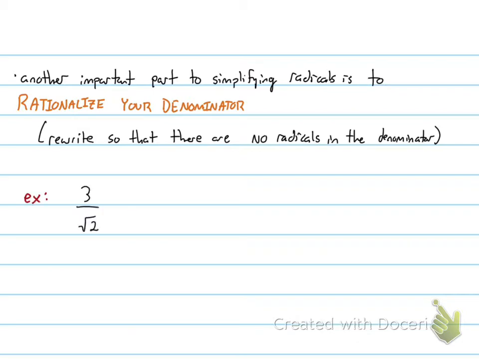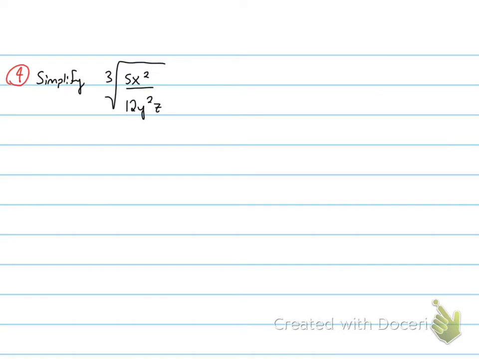So for example, if I had 3 over the square root of 2, if I want to rationalize the denominator, I'm going to multiply the square root of 2 by itself. That's going to give me just a nice whole number, 2. Remember, whatever I do to the denominator, I have to do to the top to keep it the same value. My new answer here is going to be 3 square root of 2 over 2. Again, keep in mind, this is the same value. I just made it so that there wasn't a radical in the denominator.